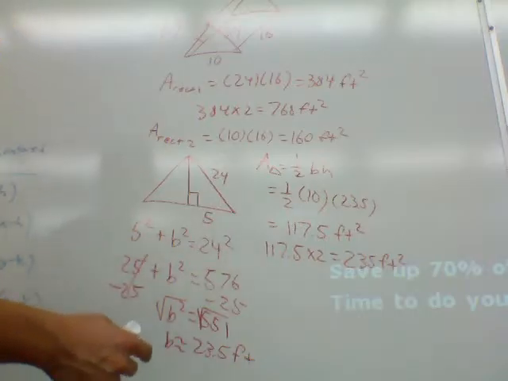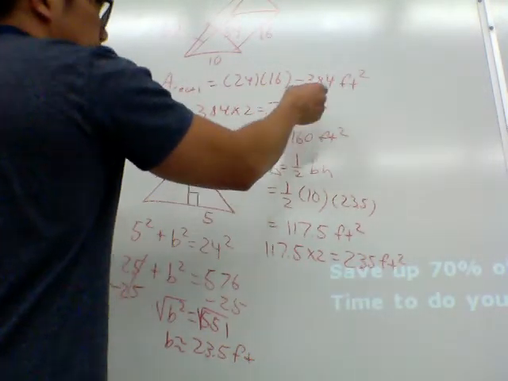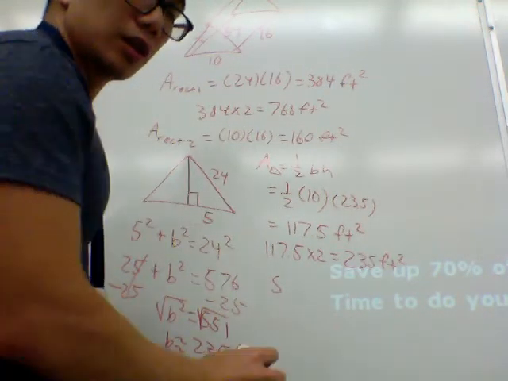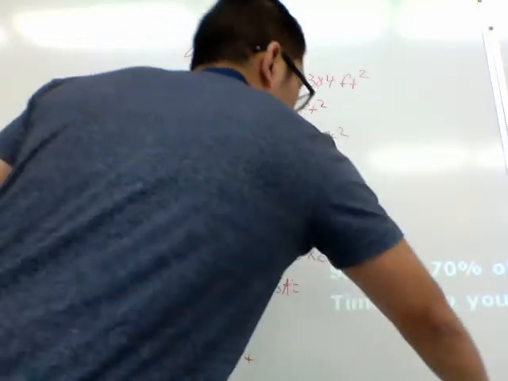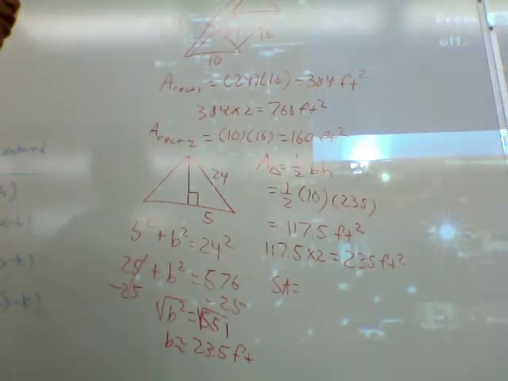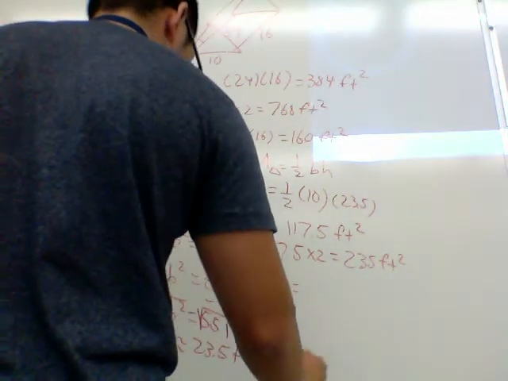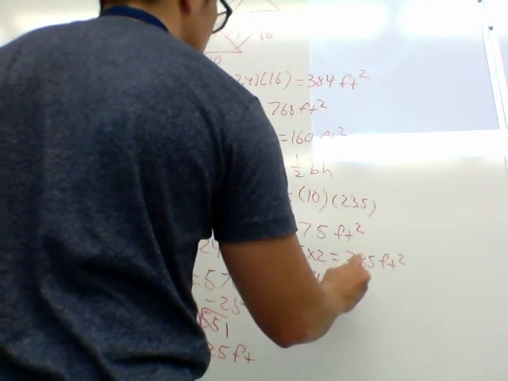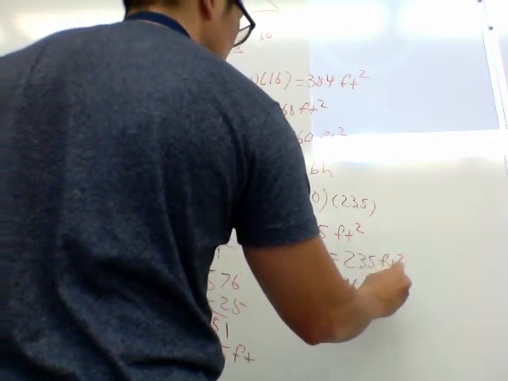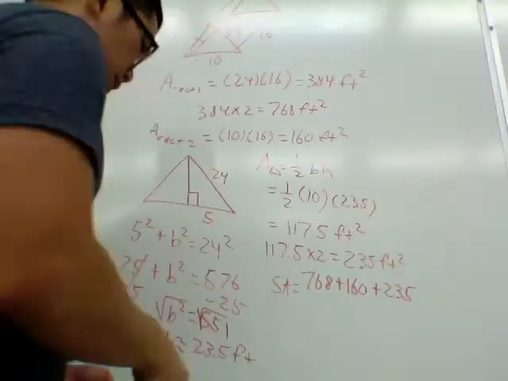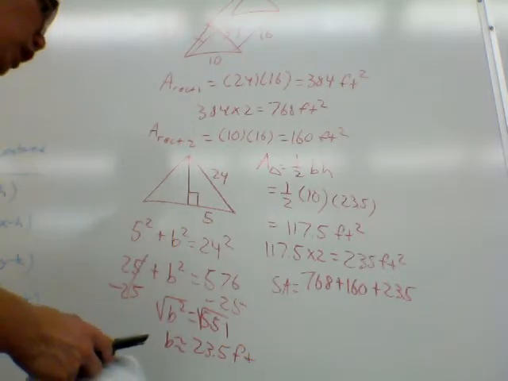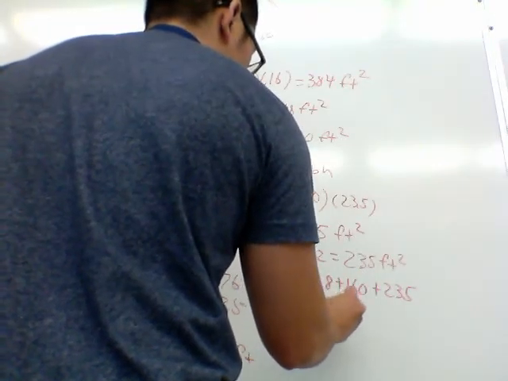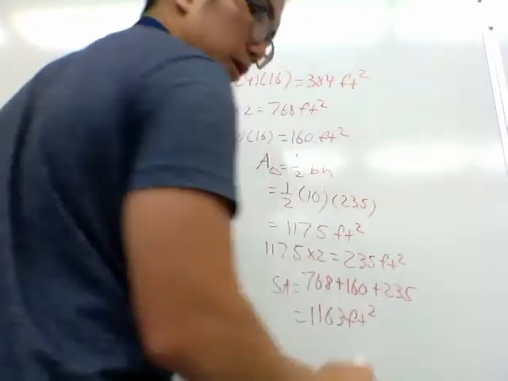So now I can find surface area because surface area is the 768 plus the 160 plus the 235. So surface area is equal to 768 plus 160 plus 235. Okay. And so total surface area will be 1,163 feet squared.